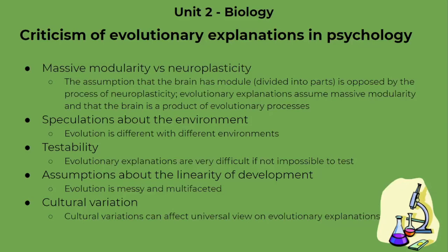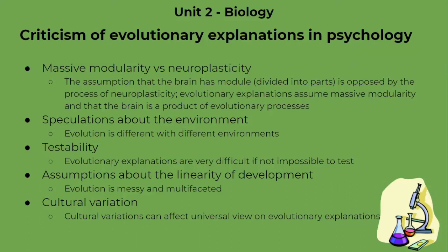However, we know that neuroplasticity is actually true because we have seen it in different studies, like Merzenich's, where in the owl monkey, they cut off a finger, and the area in the brain that controlled that finger was taken over by the other fingers. So we know that neuroplasticity is true. This is a criticism because evolutionary explanations assume something that may not always be true.